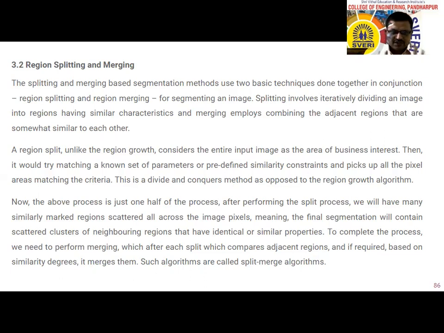Now, the above process is just one half of the process. After performing the split process, we will have many similarly marked regions scattered all across the image pixels, meaning the final segmentation will contain scattered clusters of neighboring regions that have identical or similar properties. To complete the process, we need to perform merging, which, after each split, compares adjacent regions and, if required based on similarity degrees, merges them. Such algorithms are called split merge algorithms.